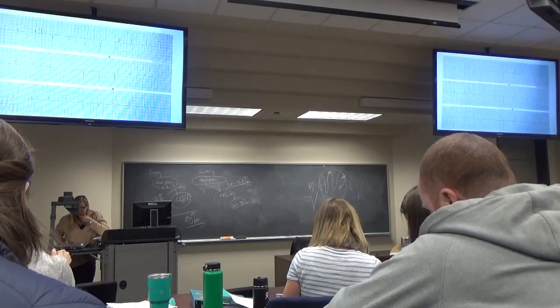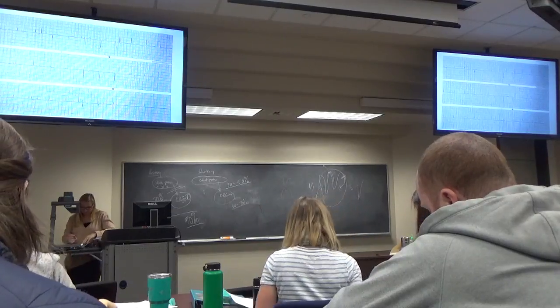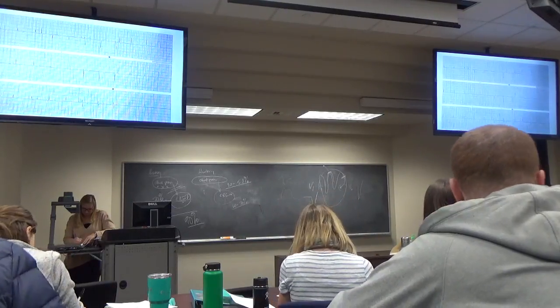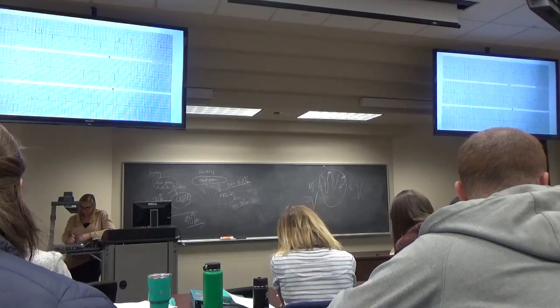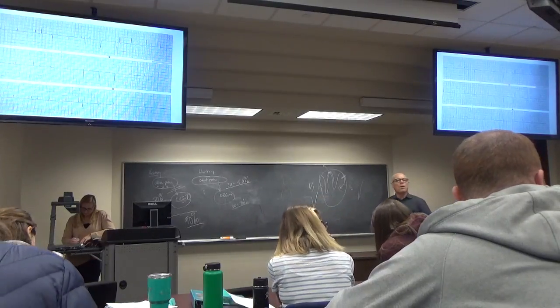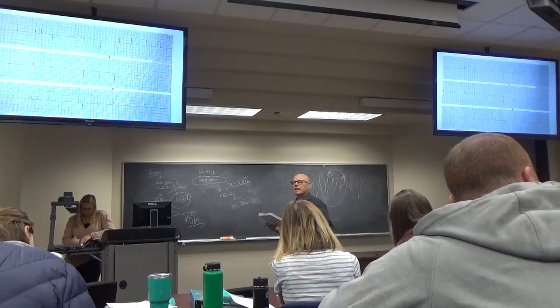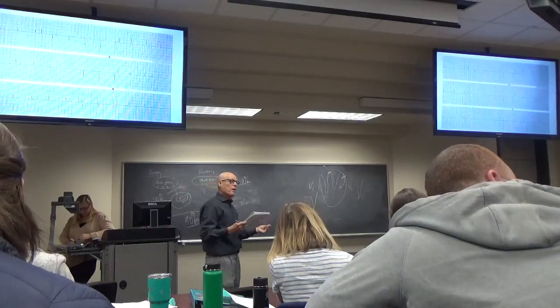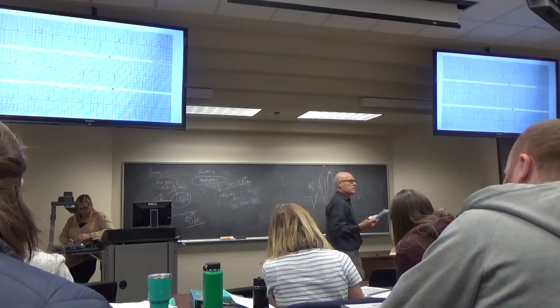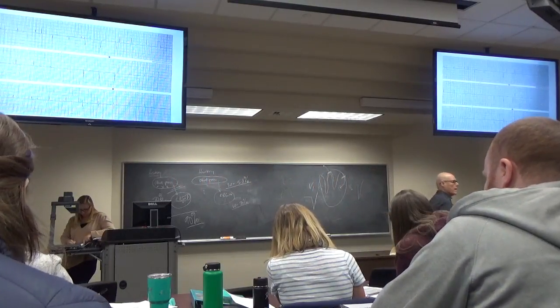Lead one and lead two have inverted T waves. They're also present in V2, V3, V4, V5, V6. So all the lateral leads and some of the anterior leads have inverted T waves. So primary ST-T wave changes in lateral leads or anterolateral leads.